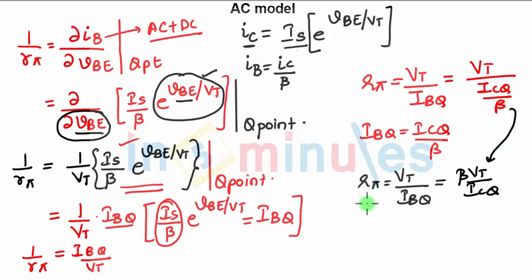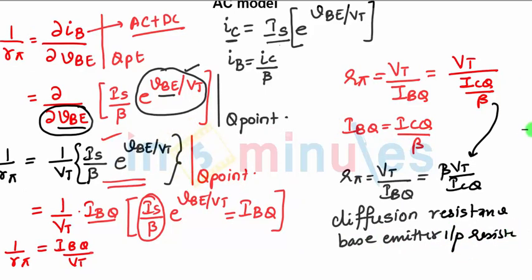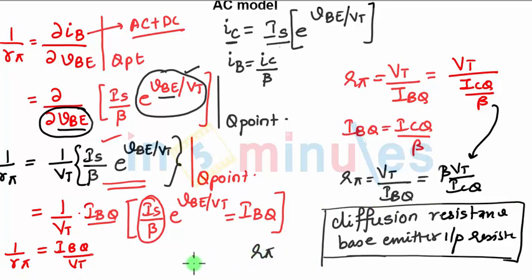Now what is R pi? R pi is called the diffusion resistance or the base emitter input resistance. What we have done is we have modeled the input portion of the transistor, and we have got a resistance of R pi between the base and emitter. This is how we have modeled the input portion. Now we are moving to the output portion.